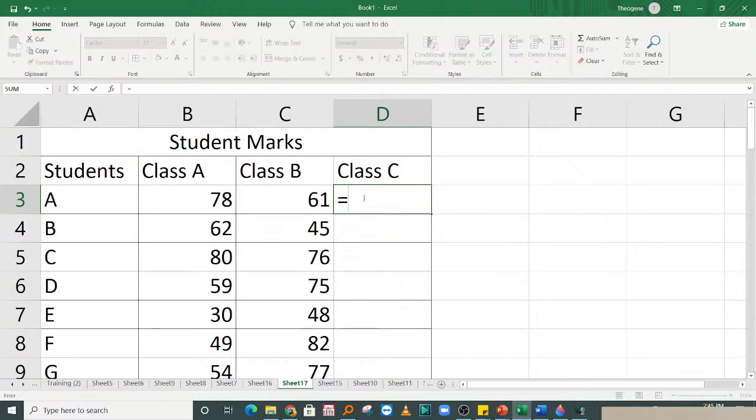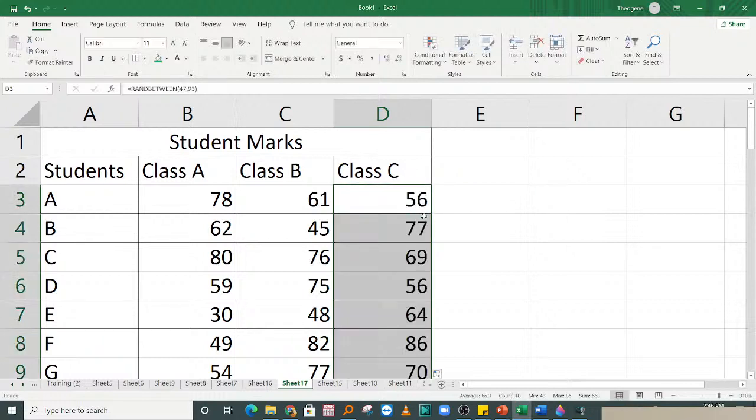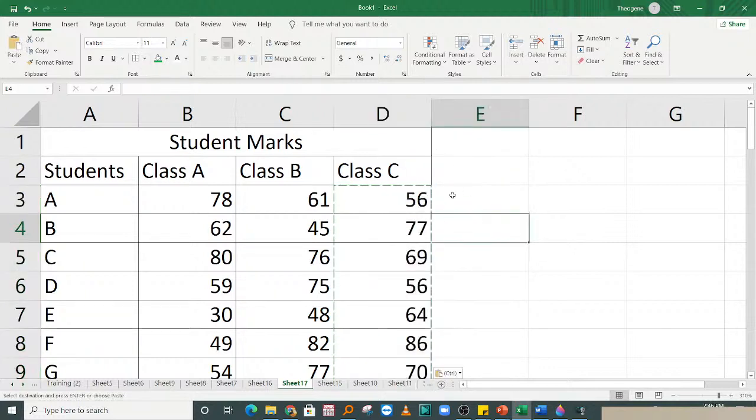Okay, in class C, land between, let's say 47 over 70, what, 93. Okay, I don't know. So we have the marks there. So I find the marks without typing. Okay, Excel is good. I can even change, because I have the names of students.